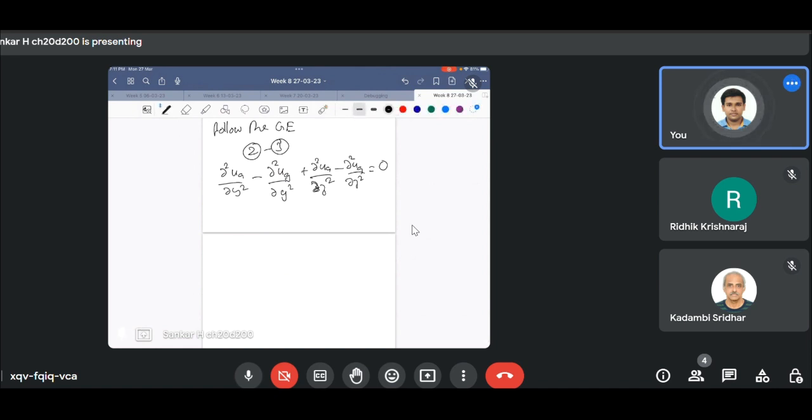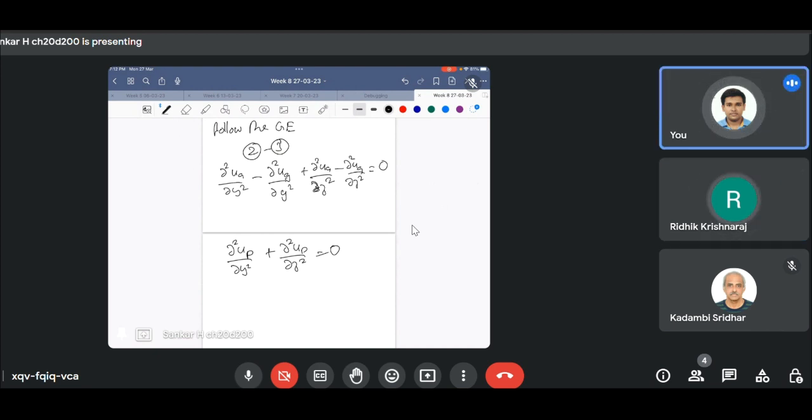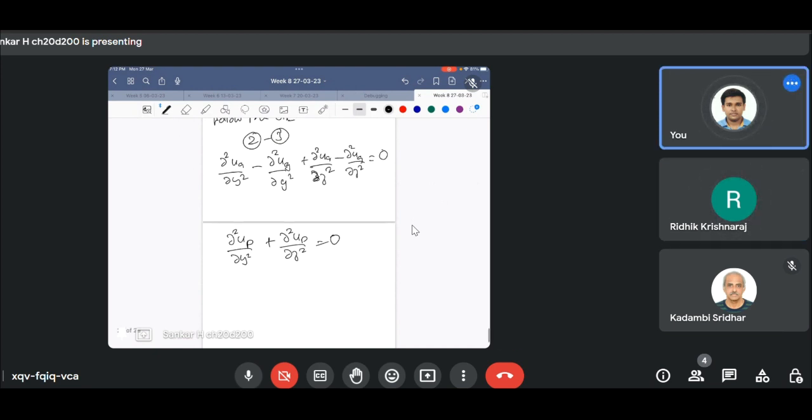So when I make such a statement over here, this entire thing can be rewritten as ∂²up/∂y² plus ∂²up/∂z² should be equal to 0. I hope this makes sense. Ridik, are you able to follow? Yes, more or less, yeah. Okay. Please let me know if you have any doubts. Mr. Sridhar, are you able to follow this?